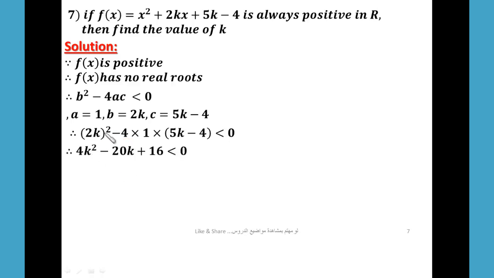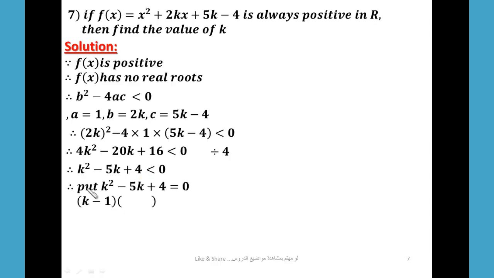And 2k power 2 is 4k power 2, minus 4 multiply 1 multiply 5k, which is 20k. And negative 4 multiply 1 multiply negative 4 equals positive 16. And this is less than 0. To simplify this inequality, we divide by 4. So dividing by 4, we get k power 2 minus 5k plus 4 less than 0, as 4k power 2 divided by 4 equals k power 2, negative 20k divided by 4 equals negative 5, 16 divided by 4 equals 4, and 0 divided by 4 equals 0.